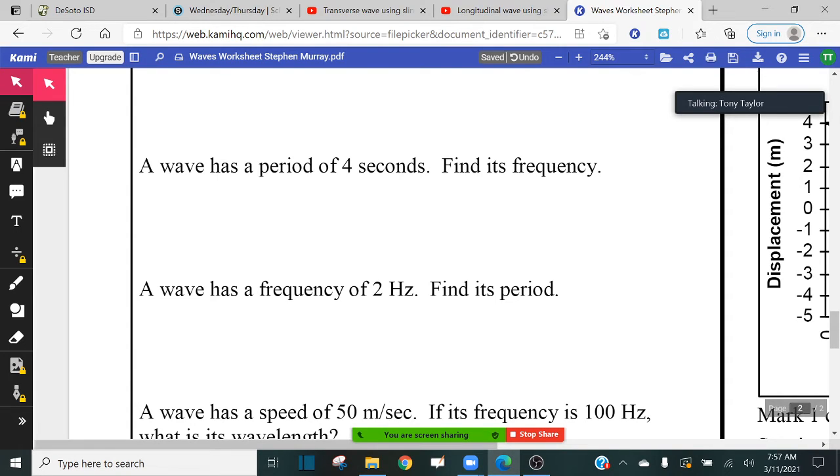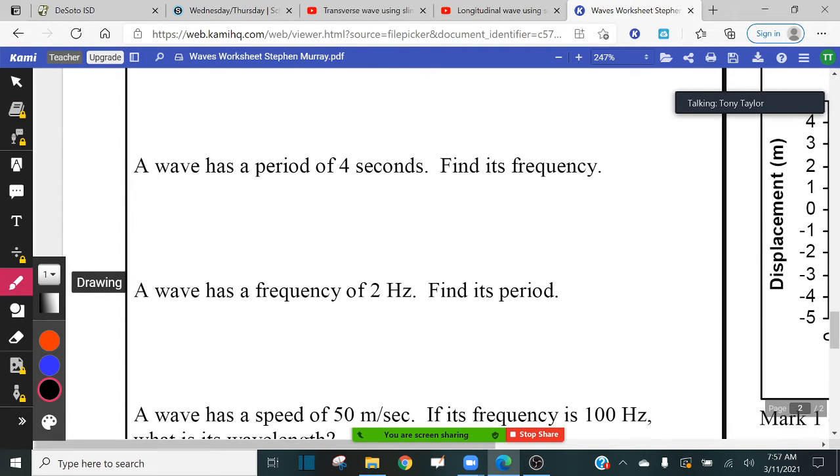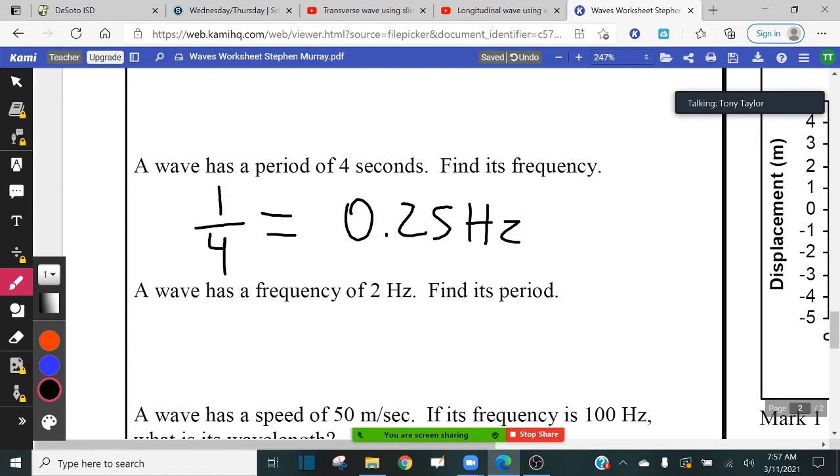Okay, let's look at this right here. I want to look at these two questions. It says a wave has a period of 4 seconds. Find its frequency. Well, guys, y'all know how to find frequency. Frequency is just 1 divided by the period. So 1 divided by 4, in this case, is equal to 0.25 hertz. I wanted to go over this again because even though we talked about this last time, there are some questions on the assignment where you have to find period and you have to find frequency.